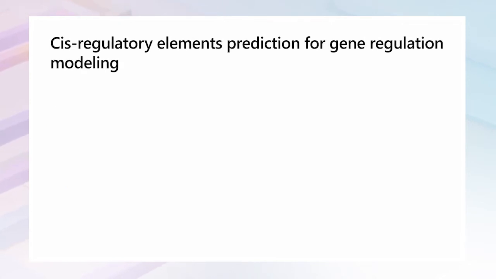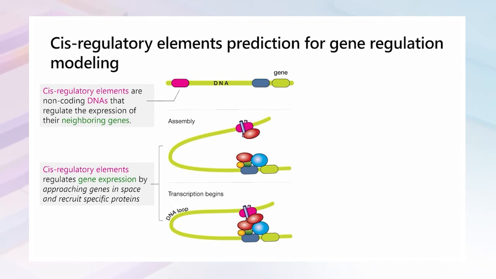However, compared to the syntax, semantics might be more important for us to understand a language. While DNA structure can imply gene regulation pattern, it will not tell us what exactly is happening. We still need to learn the semantics. From the perspective of semantics, many have focused on cis-regulatory elements prediction and cis-regulation modeling.